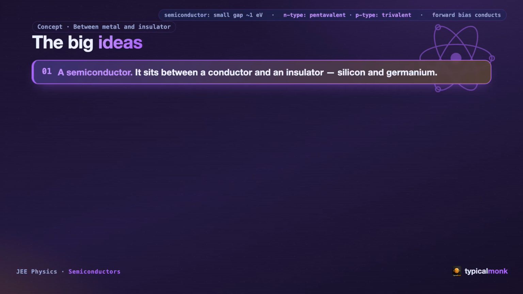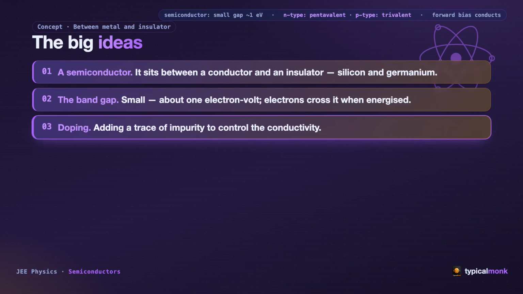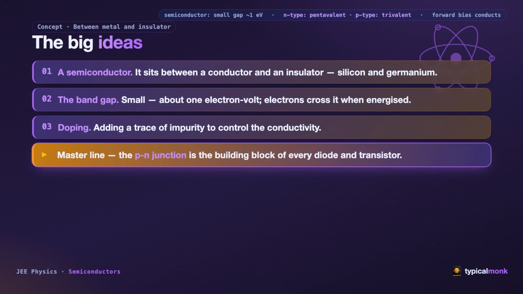Let us set the foundation. A semiconductor sits between a conductor and an insulator. Silicon and germanium are the classics. The band gap is small, about 1 electron volt, and electrons cross it when energized. Doping, adding a trace of impurity to control the conductivity. Master line: the PN junction is the building block of every diode and transistor.